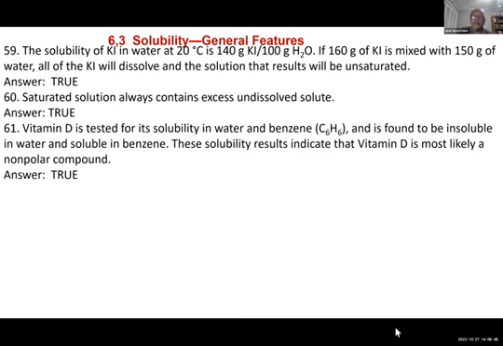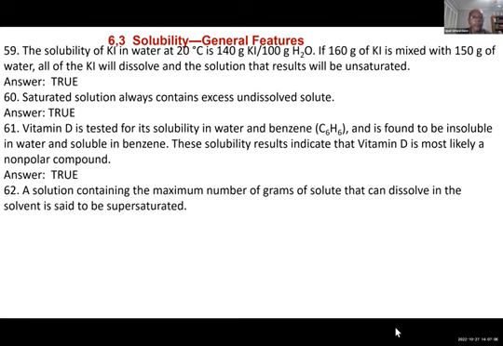The vitamin is soluble in benzene and found to be insoluble in water. Therefore it is most likely to be non-polar. I didn't read the question. Insoluble in water means it cannot be polar. So non-polar is the correct answer.